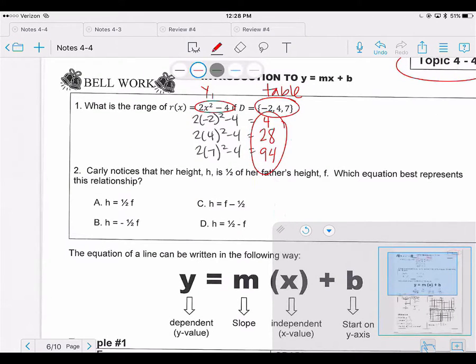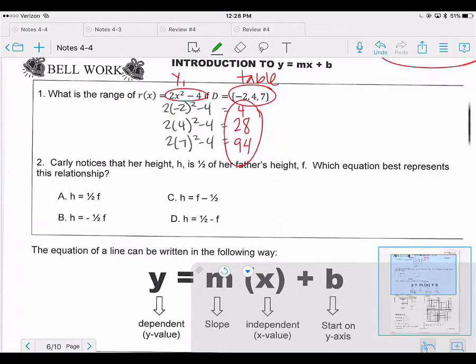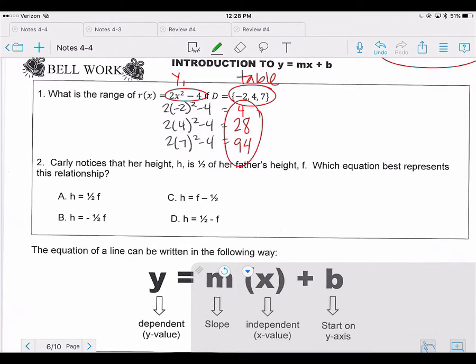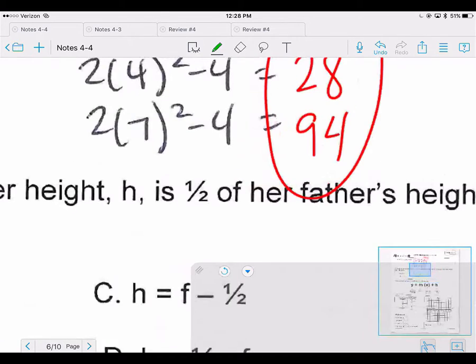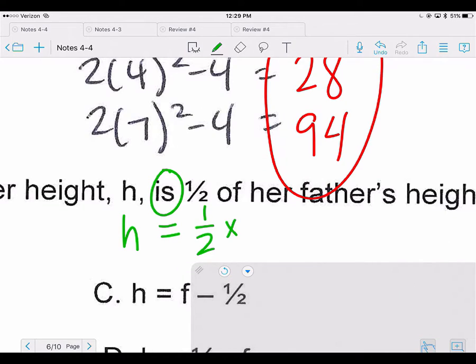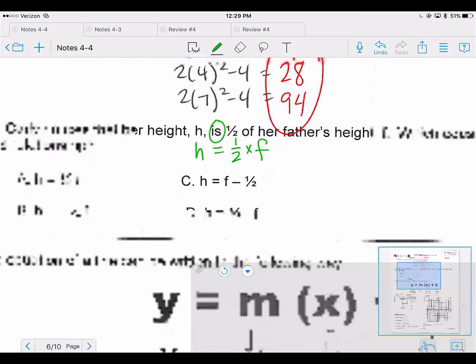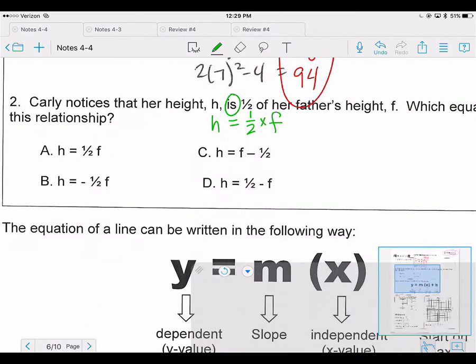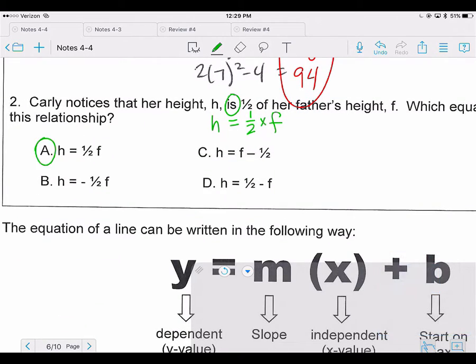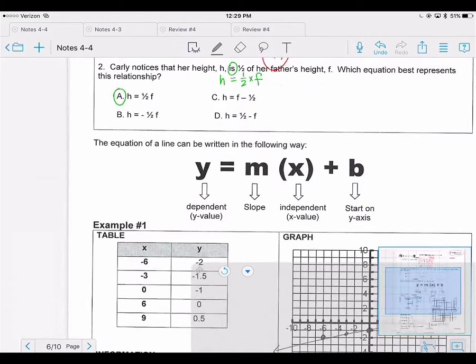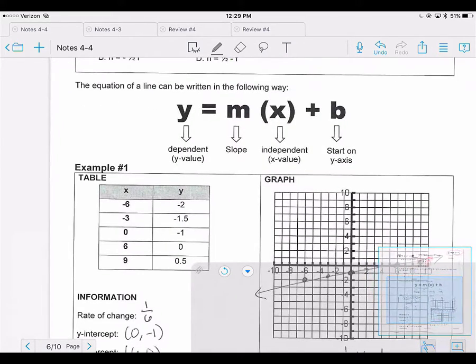And then another review: Carly notices that her height is half of her father's. Which equation best represents this? So height is means equals, half. Of means multiply. Father would be F. So 1/2 times F would be A. Now for the new stuff. Today we are talking about the equations of lines.